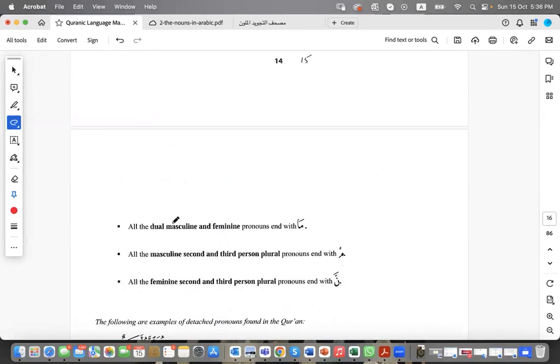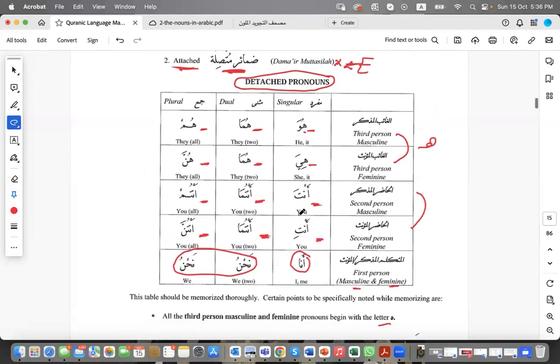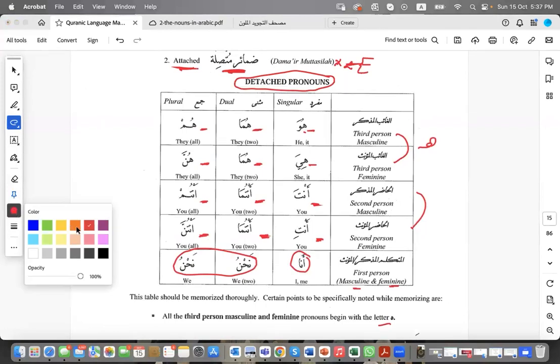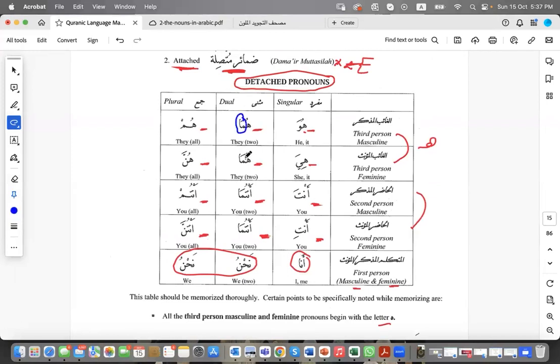Another thing that is going to help you is that all dual masculine and feminine pronouns end with ma. We have said there is no dual in the first person, so the dual is going to exist only in the second person and in the third person. So the dual is all the time having this ending ma, regardless again of whether it's a second person or a third person.